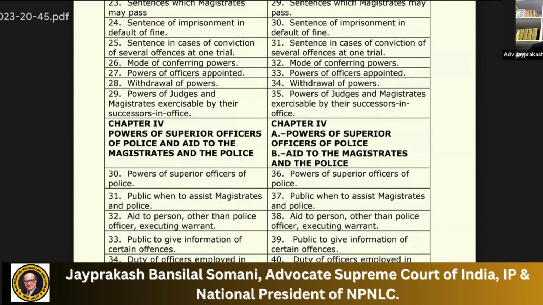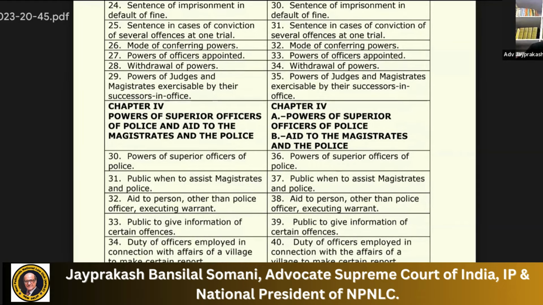BNSS Section 27, power of officers appointed. Its earlier section was in CrPC 33. BNSS Section 28, withdrawal of power. Its earlier section was in CrPC 34.